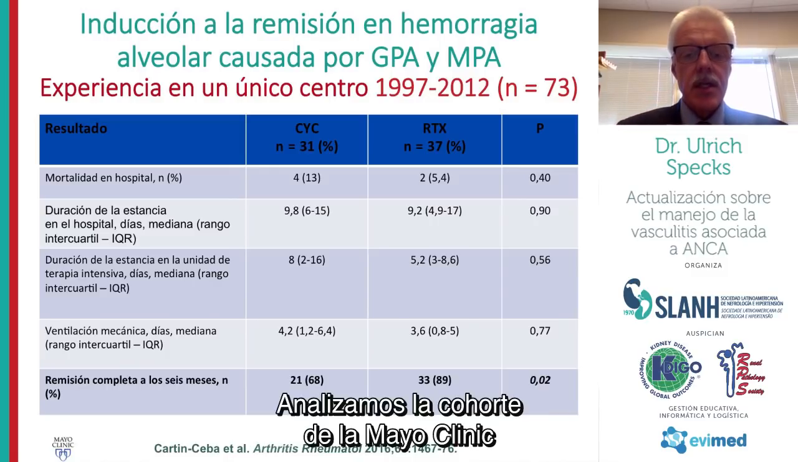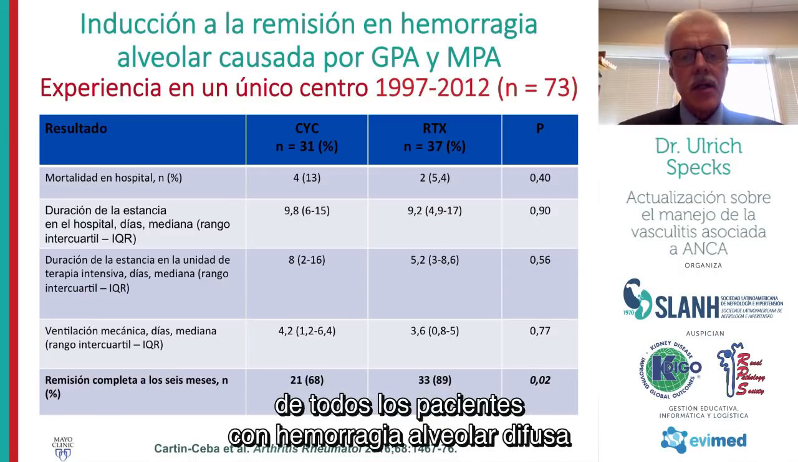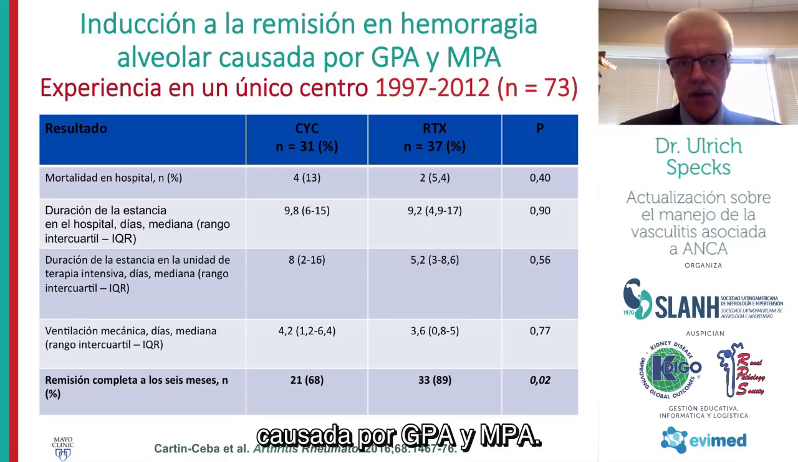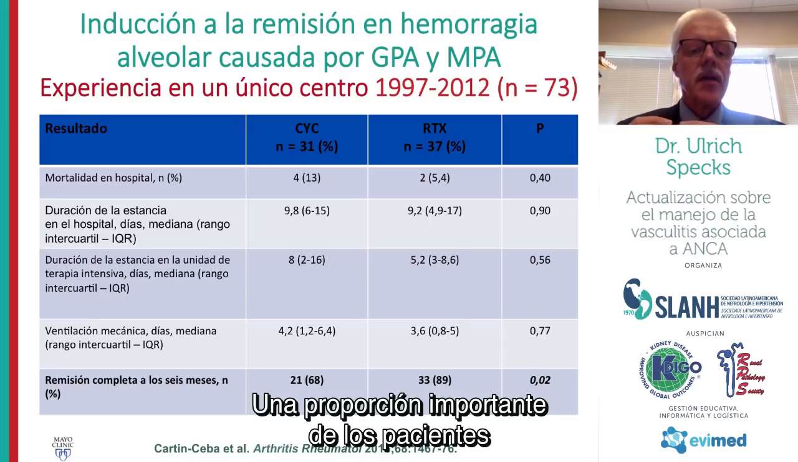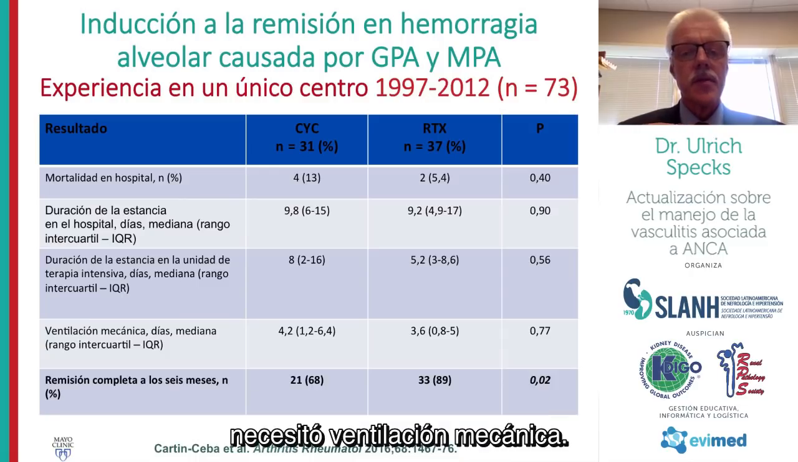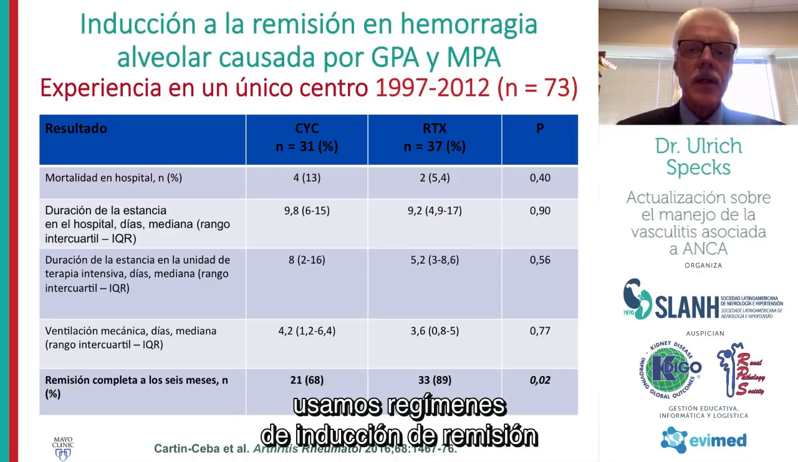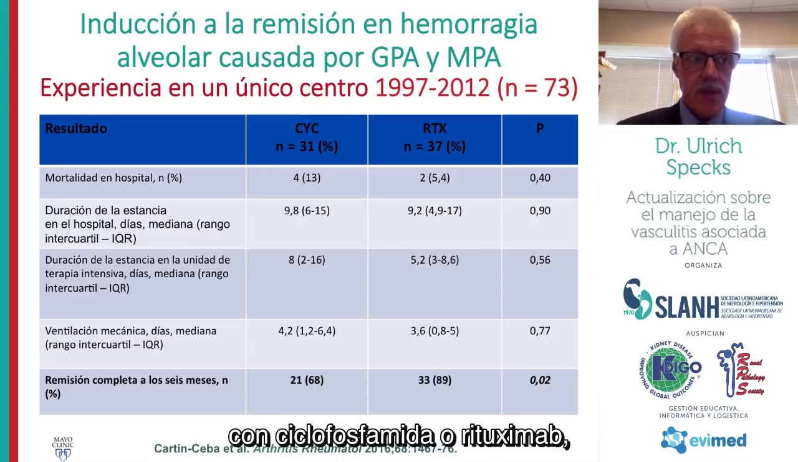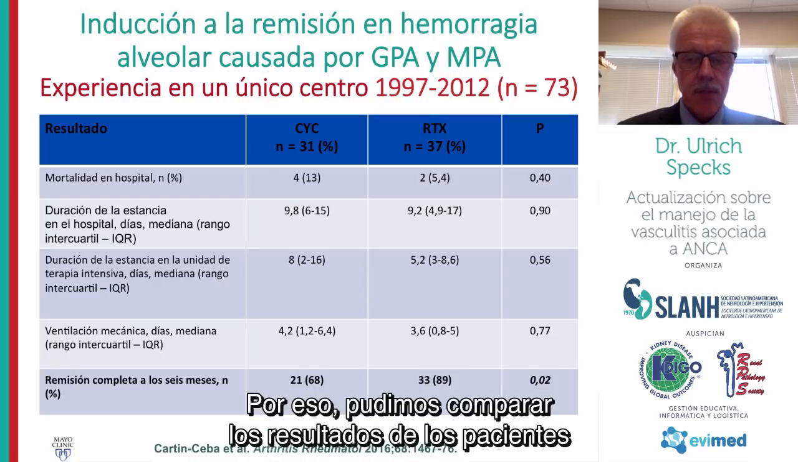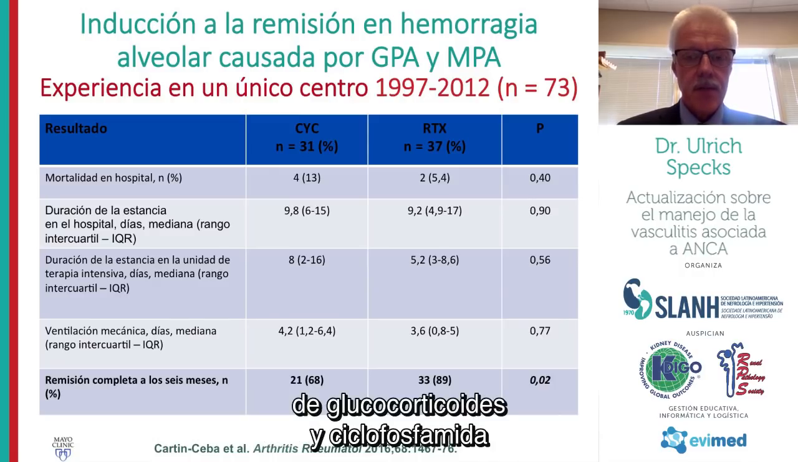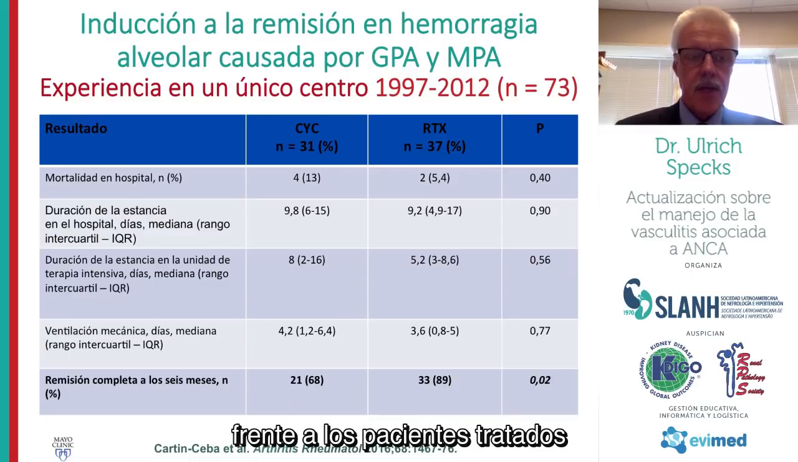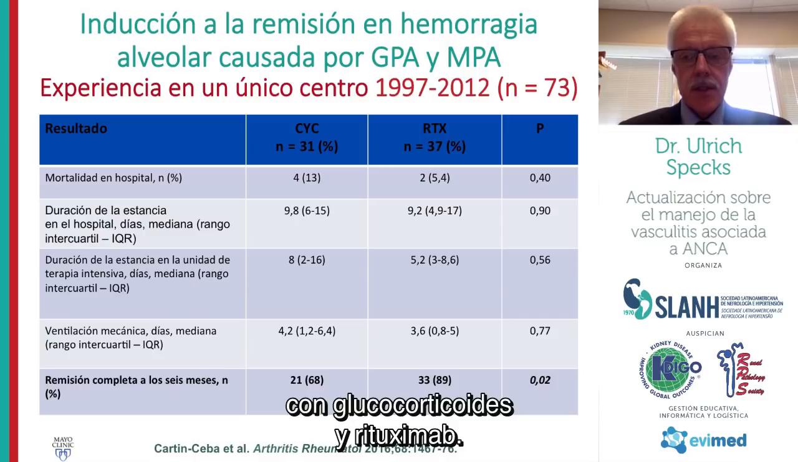We looked at our patient cohort at Mayo Clinic of all patients with diffuse alveolar hemorrhage caused by GPA and MPA, and a sizable proportion of these patients did require mechanical ventilation. At Mayo Clinic, we use remission induction regimens either with cyclophosphamide or rituximab, but never both in combination. Therefore, we were able to compare the outcomes of patients who had remission induction with glucocorticoids and cyclophosphamide versus patients who had remission induction with glucocorticoids and rituximab.